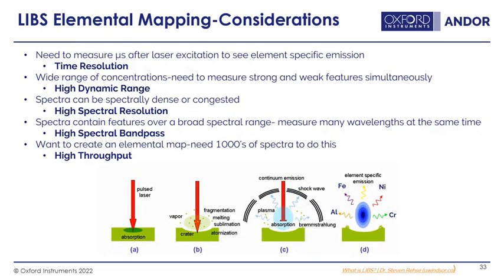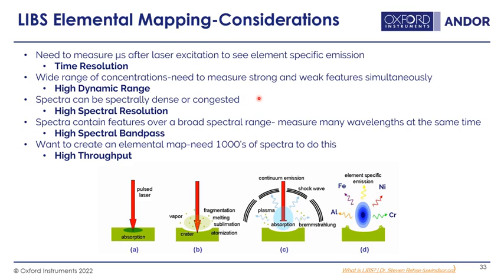What are some of the things that we need to think about for this elemental mapping experiment using LIBS? Well, we need to measure microseconds after laser excitation in order to see the element-specific emission. That means we need time resolution. There also might be a wide range of concentration of the elements in our sample, so we need to measure both strong and weak spectral features at the same time. This means we need a detector with a high dynamic range.